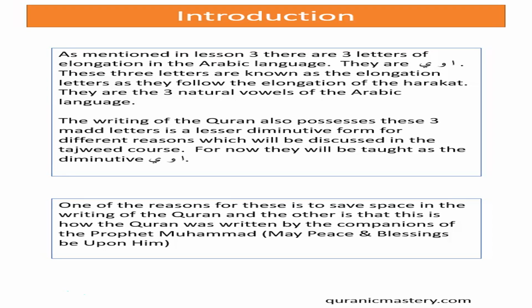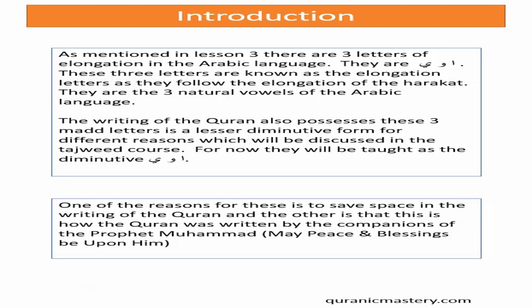Okay, so as mentioned in lesson number 3, there are 3 letters of elongation in the Arabic language. They are alif, waw and ya. These 3 letters are known as the elongation letters as they follow the elongation of the haraka. The haraka being the fatha, and the elongation letter of that is what? If you said the alif, then you're correct. And then you have the dhamma, and the elongation letter of that is what? If you said the waw, then well done. And then you have the kasra, and the elongation letter of that is what? If you said the ya, then well done.